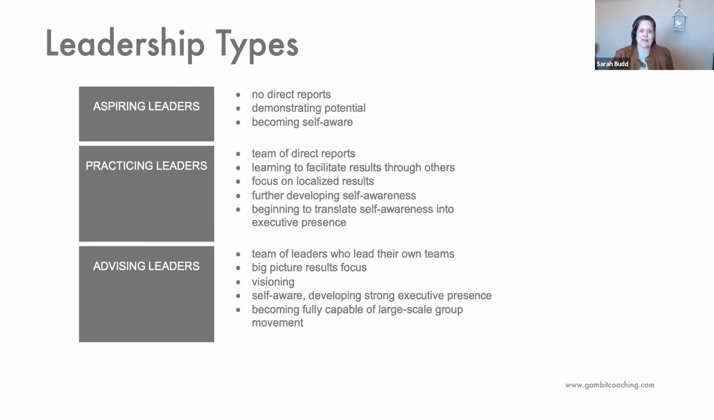Great. So aspiring leaders don't have any direct reports yet. They're focused on demonstrating their potential. They're looking for that next role. And it's important that they're becoming self-aware as they develop that presence that will allow them to get that next role. Practicing leaders do have a team of direct reports.